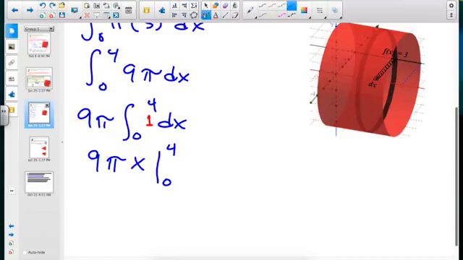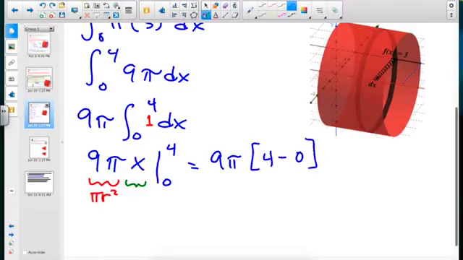So if we compare that to your geometry, your 9 pi is your what? Pi r squared, right? Pi times 3 squared. Your x is going to be how much? It's going to be 4, right? Because we're going to evaluate it, and I have to put a 4 in here, and I have to subtract a 0. Upper bound minus lower bound. So this is going to end up being your, what was 4 for this whole shape? It's going to end up being your height.